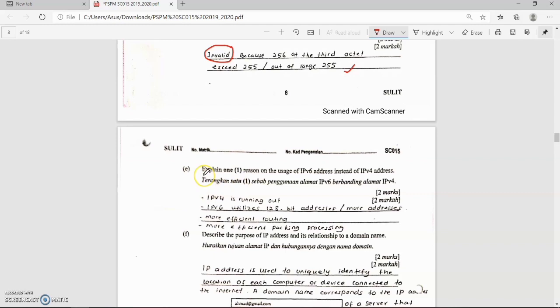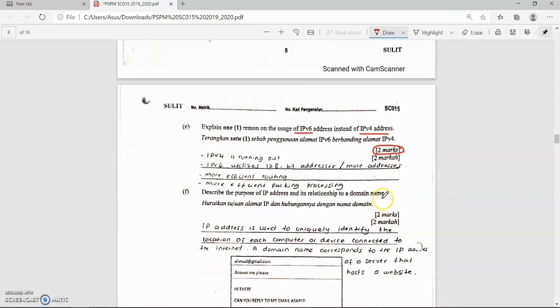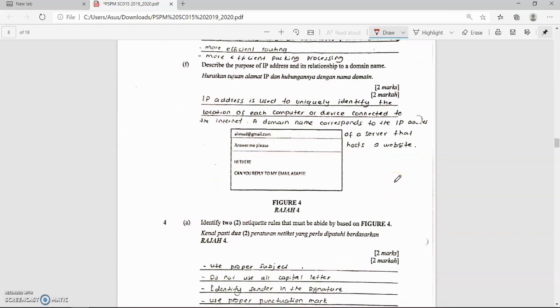Okay, E. Explain one reason on the usage of IPv6 address instead of IPv4 address. So this one 2 marks. IPv6 uses 128 bits address key, so it allows for a total of 2^128 addresses. Okay, so more efficient routing. Any answer you can write, any point. Only 1 point you can choose.